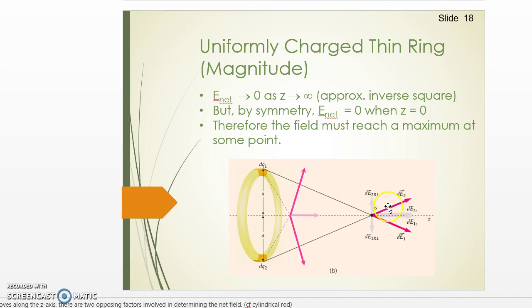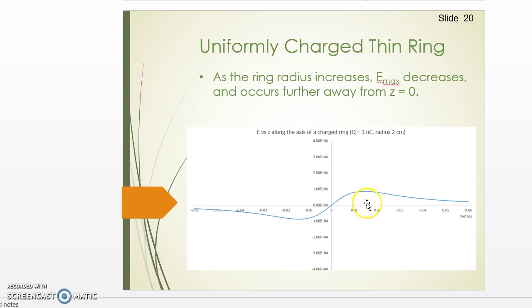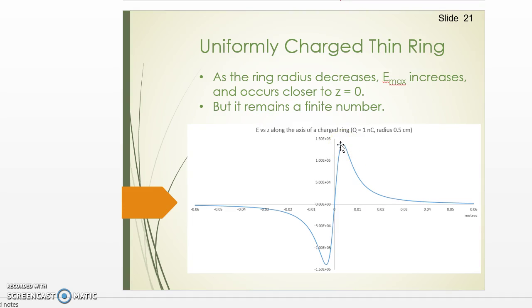So we've got an inverse square relationship for large values of z, but 0 at the center. So that tells us that there must be some peak somewhere in between. And so here we get a plausible construction of the field for a thin ring. It must go through 0. So what happens if you change the radius of the ring? Bigger radius, peaks get small. Smaller radius, peak gets larger and gets closer and closer to the center of the ring.